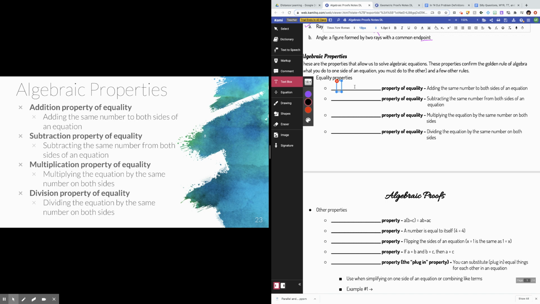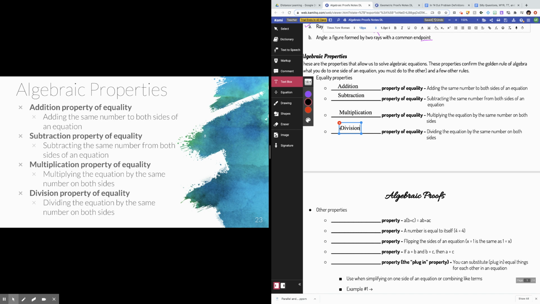Okay, so these are your four equality properties. There's the addition property of equality, the subtraction property of equality, the multiplication property of equality, and the division property of equality. All of these properties essentially mean what you do to one side, you must do to the other side. It's like the fundamental rule in algebra.